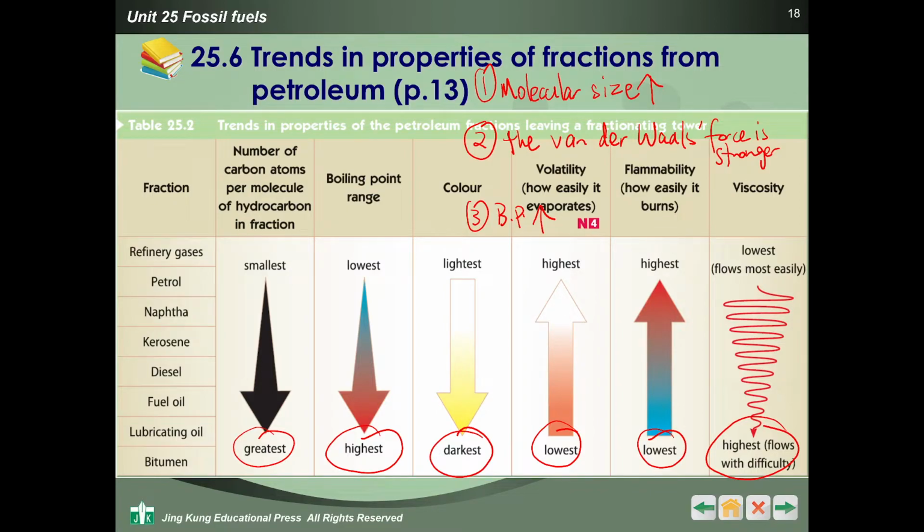Unlike petroleum gas or petrol, they're going to have the smallest number of carbon atoms and so on and so forth. So these relationships, these trends, these properties, get some familiarity with them. All right, and then one more point, the flame colors, as mentioned here, it's darkest here, right?